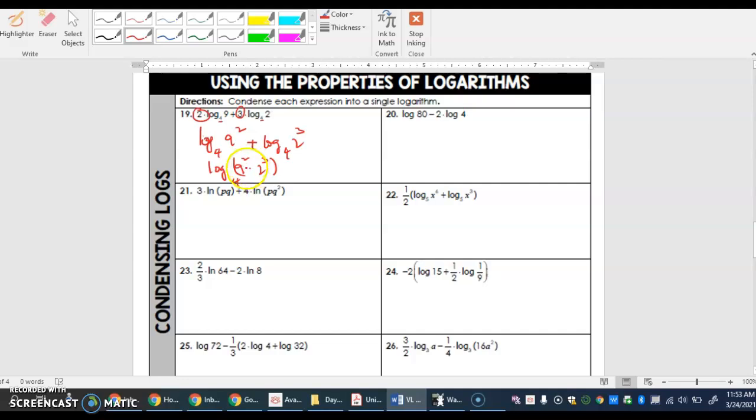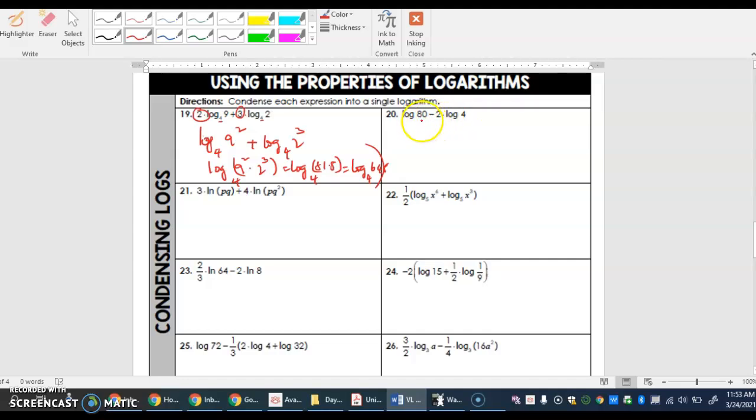And you can actually expand this and bring it as a single log. So 9 squared is 81 and 2 cubed is 8. So you can as well write it as log of 81 times 8 to the base 4, which is 648. Okay, I'm leaving it here. I'm just giving you an idea of how to bring it as a single logarithm.